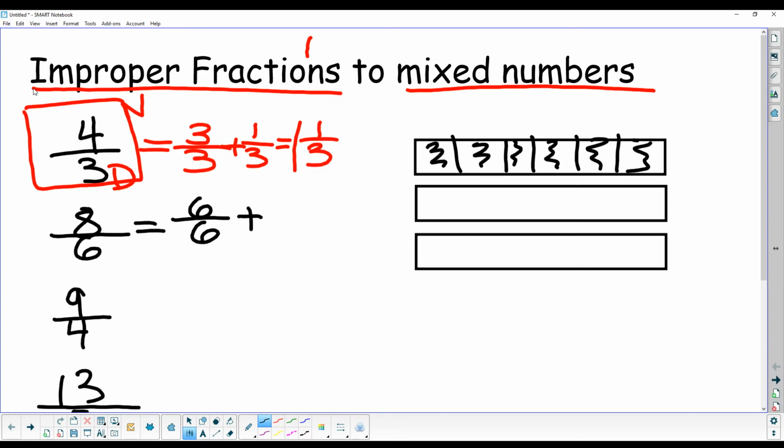So if I'm only at 6/6 and I have to get to 8/6, I have to think how many more do I have to add? And that would be 2/6. So then this 6/6 is equal to 1, and then I still have 2/6 left over. So 8/6 is equal to 1 and 2/6.